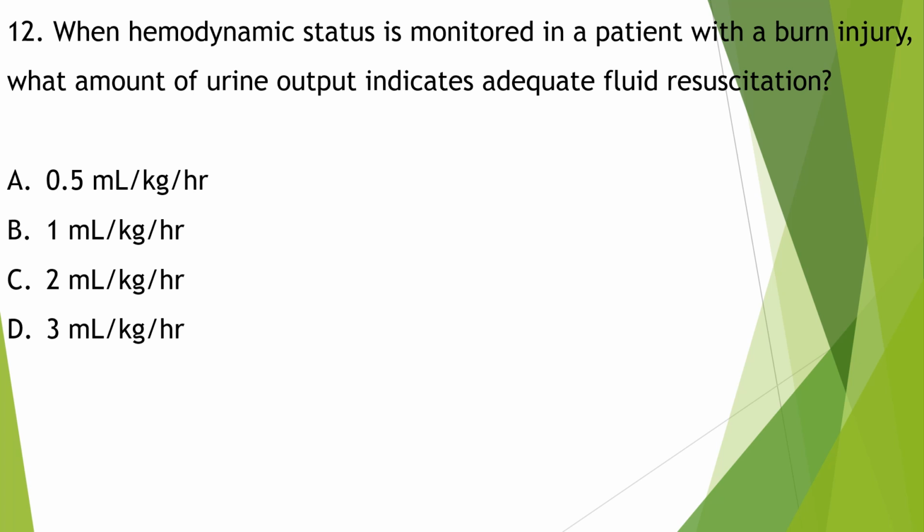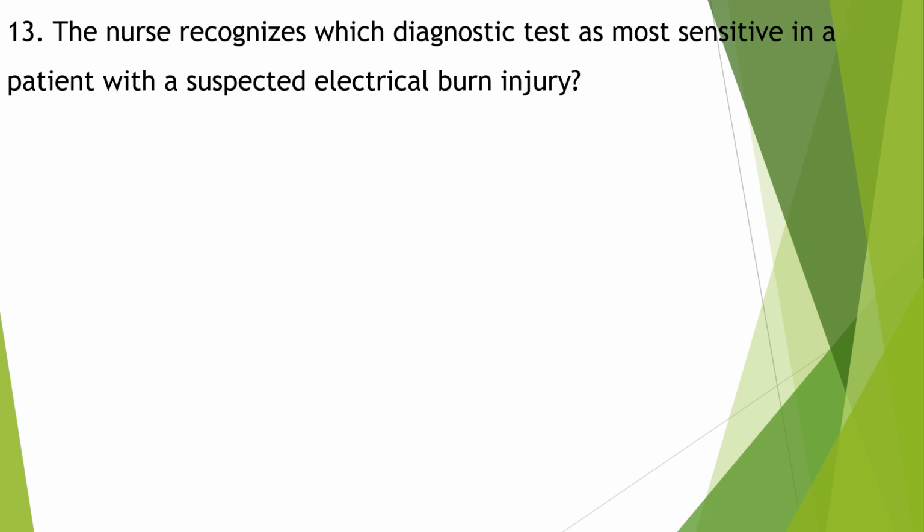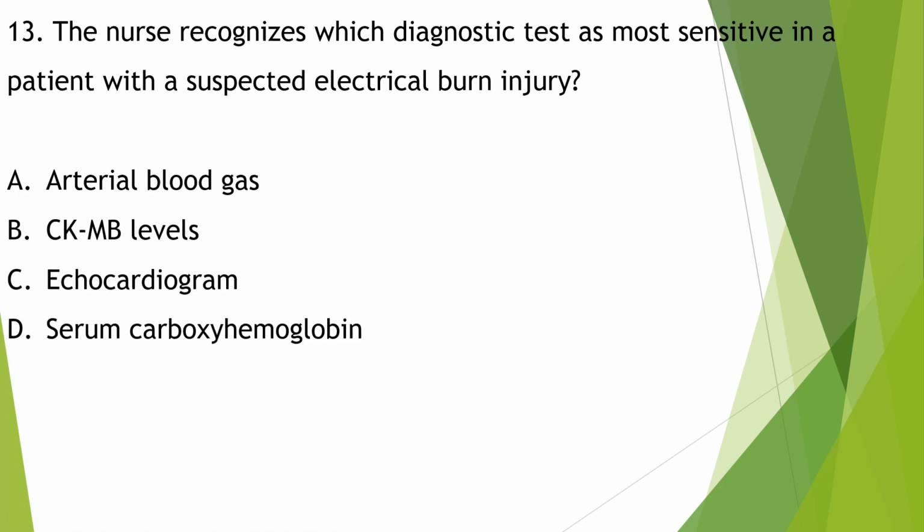Adequate urine output of 0.5 ml per kg per hour is crucial in a burn patient to maintain tissue perfusion and organ function. The nurse recognizes which diagnostic test is more sensitive in a patient with a suspected electrical burn injury: arterial blood gas, CKMB levels, echocardiogram, serum carboxyhemoglobin.